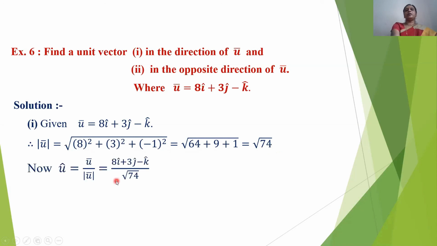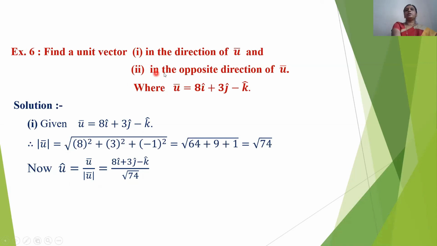Then a unit vector is always written with a cap. Therefore you write down u cap. That is equal to u bar divided by its magnitude. Here we have to find the unit vector in the direction of u bar. Therefore write down u cap. This cap denotes unit vectors. This shows that this u is a unit vector. Therefore write down u cap is equal to u bar divided by the magnitude of u bar. Then the value of u bar is what? 8i plus 3j minus k. You keep that here, and the magnitude of u bar is root 74. In this way, this is the unit vector in the direction of u bar.